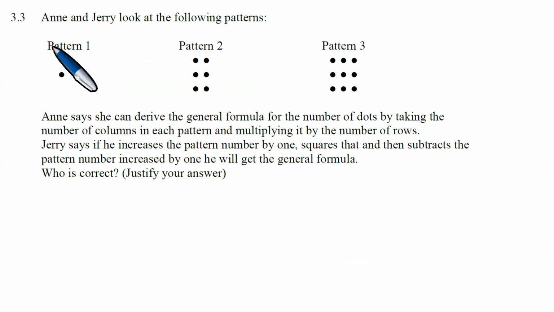In the next point, there are two people called Anne and Jerry. Anne and Jerry look at the following patterns. Pattern 1 has 2 dots. Pattern 2 has 2, 4, 6 dots. Pattern 3 has 3, 6, 9 dots. Anne says she can derive the general formula for the number of dots by taking the number of columns in each pattern and multiplying it by the number of rows. Jerry says if he increases the pattern number by 1, squares that, and then subtracts the pattern number increased by 1, he will get the general formula. Who is correct? Justify your answer.